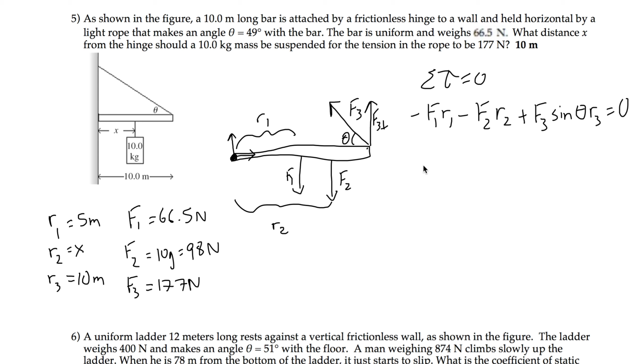So R2 is going to be negative F1 R1 plus F3 sine theta R3, divided by F2. We have everything defined over here. Plug it in and you should get 10 meters.